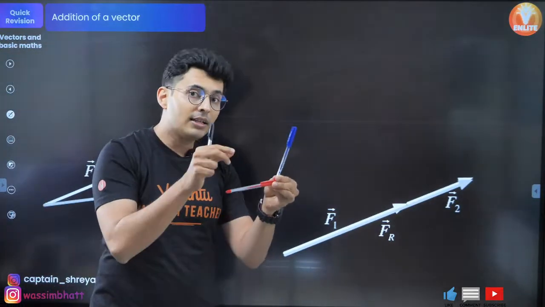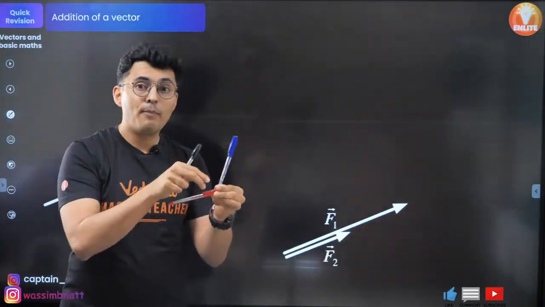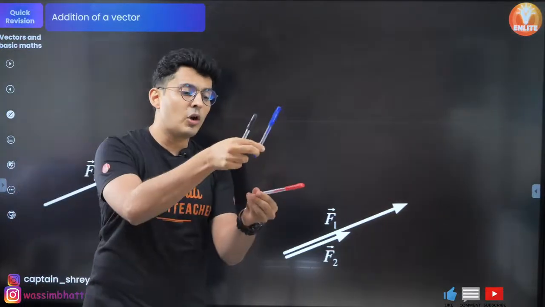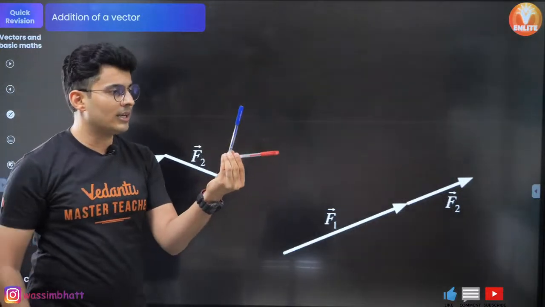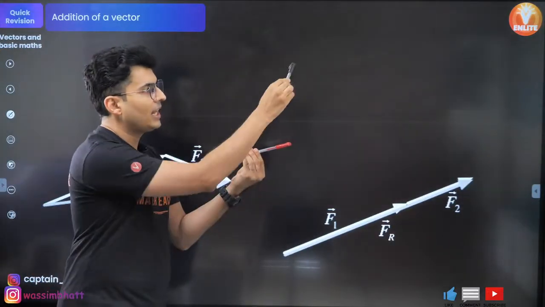Yes, I'm going to show you applications of calculus also. Next thing, another way, this is triangle, second is parallelogram. You have another option, you can join both their tails, you can complete a parallelogram.